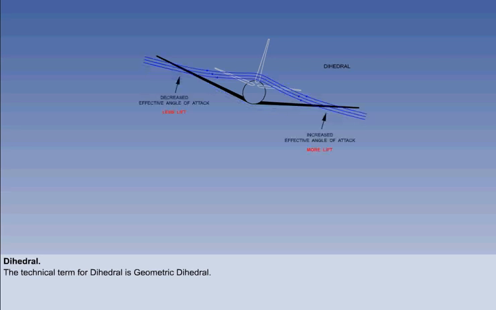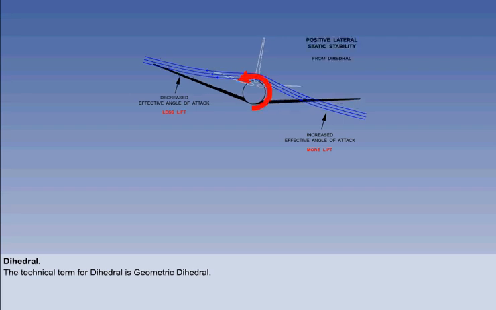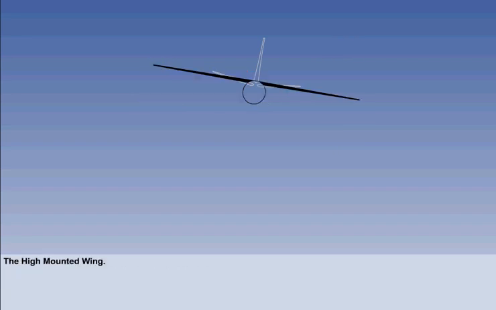and the airflow over the top gives more lift on the wing into wind and less lift on the wing out of the wind, which generates a rolling moment back towards wings level. Dihedral gives an aircraft with a low-mounted wing positive lateral static stability. We will now take a look at the high-mounted wing.